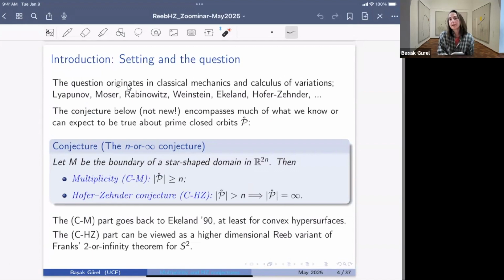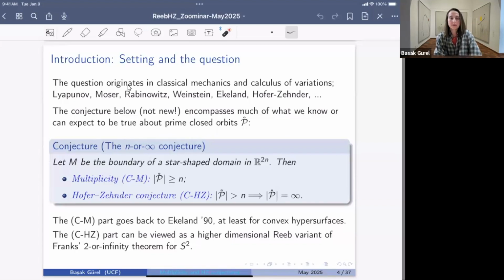And here is a conjecture. Again, the conjecture is not new either. The way it is stated is more or less to give you the idea. It's a good way to split this question into precisely these two pieces, based on what we know. One piece of it concerns the multiplicity, as we call it, and I will refer to it on and off as CM: the number of prime closed orbits is at least n. Again, we are on the standard contact sphere S^{2n-1}.